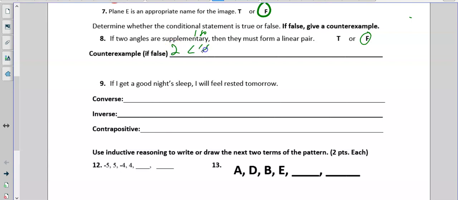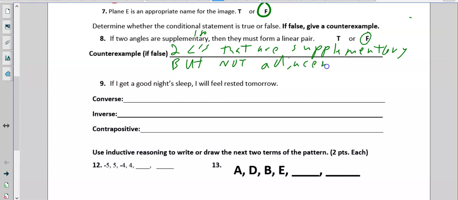Two angles, I'm just going to abbreviate here, that are supplementary but not adjacent. In other words, if I had an angle here that was 130 and I had an angle here that was 50, those two are supplementary, but since they're not touching, they are not a linear pair.